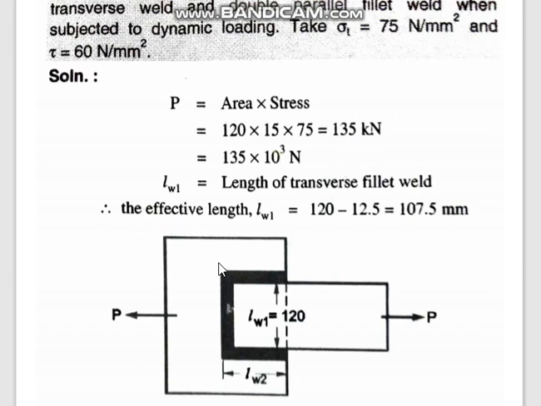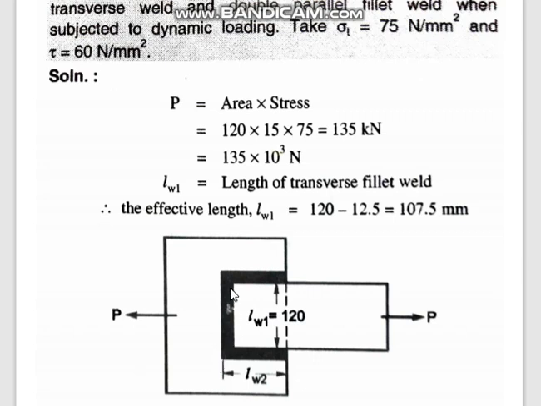Okay, now let us call this one as LW1, that is the length of the transverse fillet weld. See, now the transverse fillet weld is 120. They say actually in this corner also it is there. This corner we don't consider. Only this is the length. That is 120. But in this 120 also, we will minus 12.5 mm.